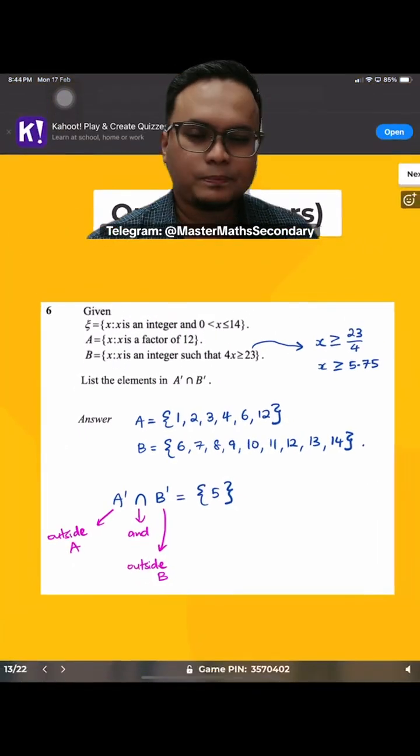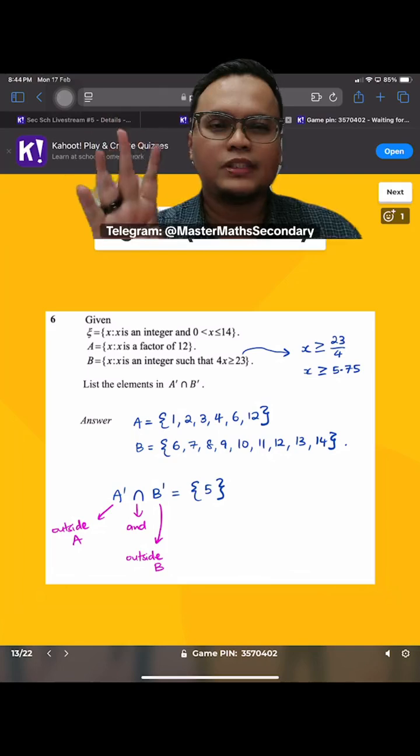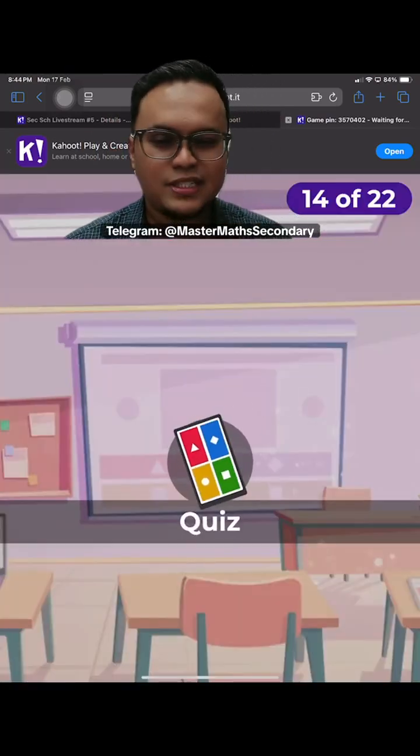Okay? All right, let's take a look at the next one. We are into the last 4 set notation questions, so moving on to question 7.